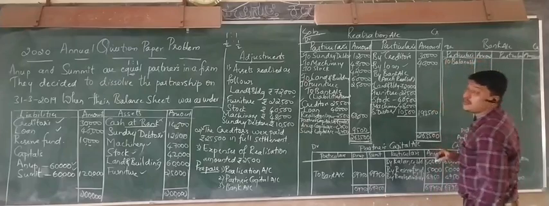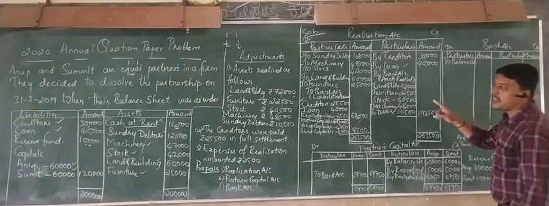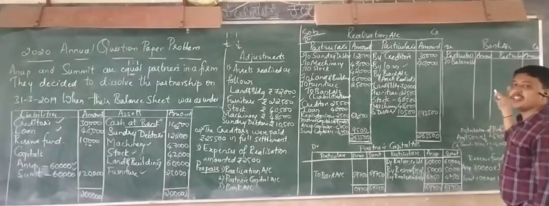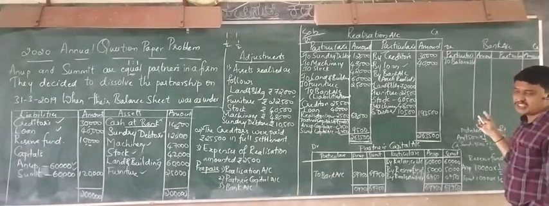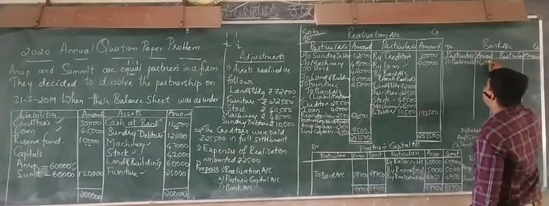Why are we writing it on the debit side? Because that amount should be distributed. So that amount should also be taken into consideration while making the payments. That is why that balance will be recorded on the debit side.